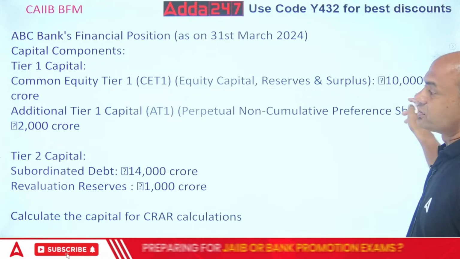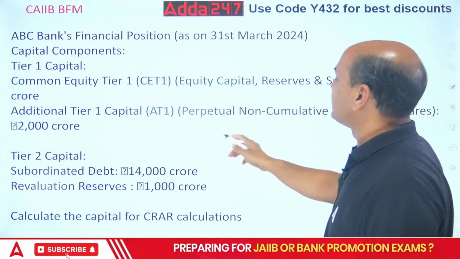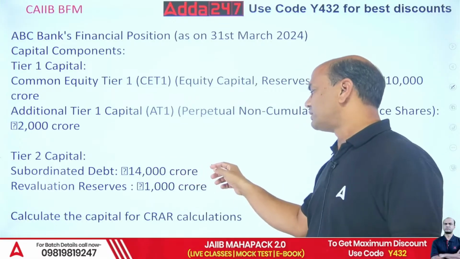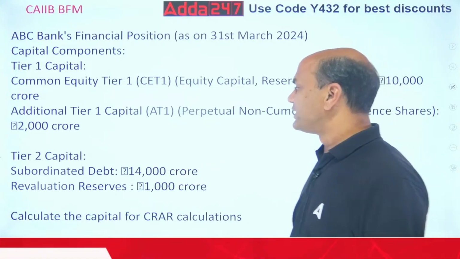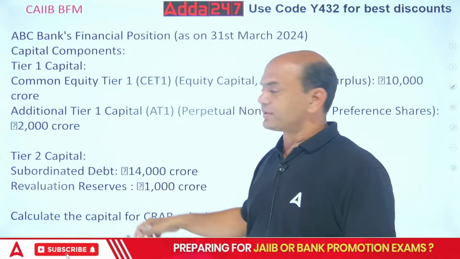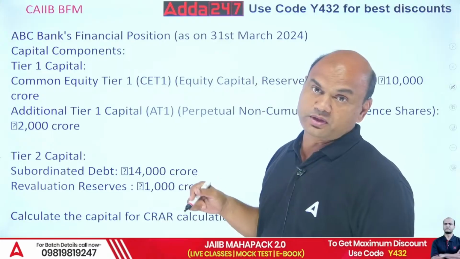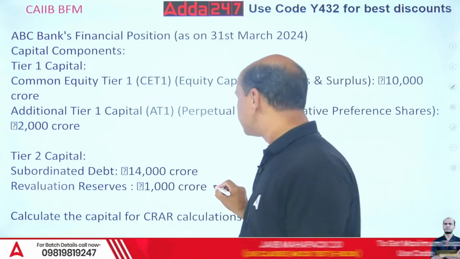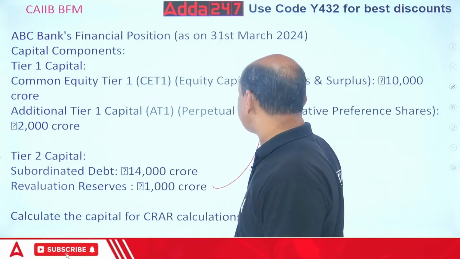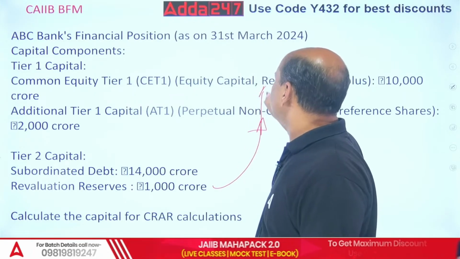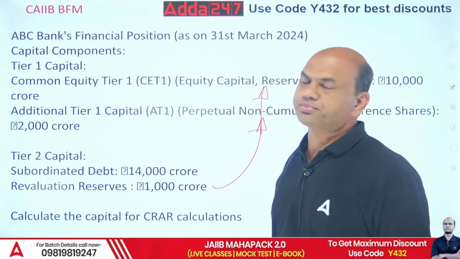So that is 10,000 crore. Additional Tier 1 capital, PNCPs, are 2,000 crores. Subordinate debt is 14,000 crores. This is shown as a part of T2, and revaluation reserves are 1,000 crores. Now, this I told you it's a trap. Why? Because this is never a part of T2. This is always a part of Tier 1, and that also CET1.